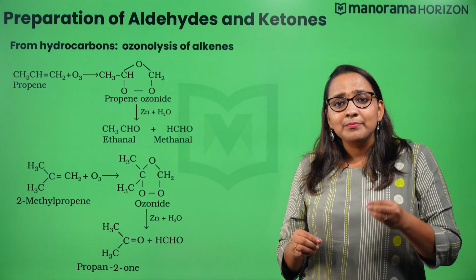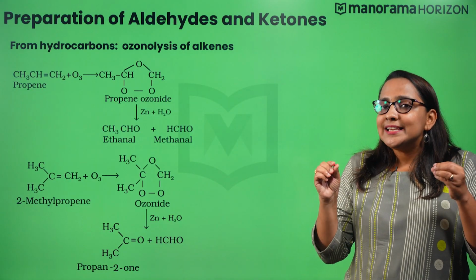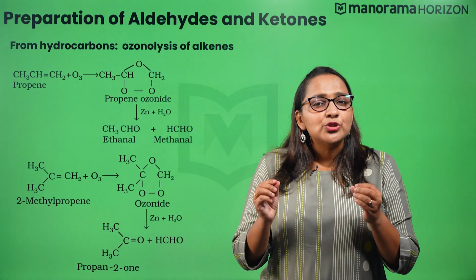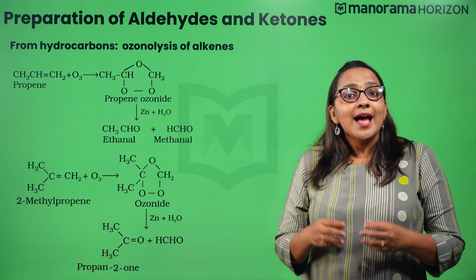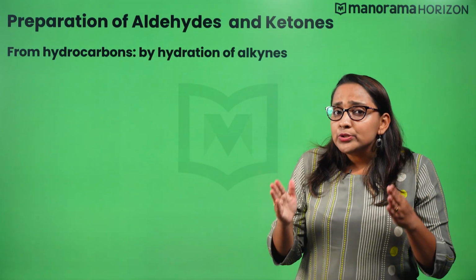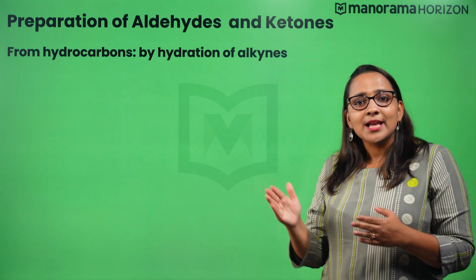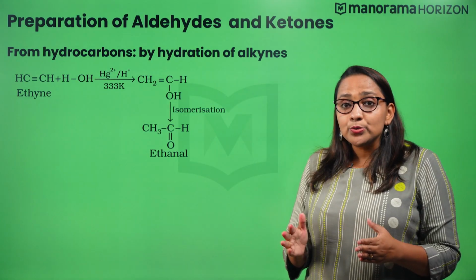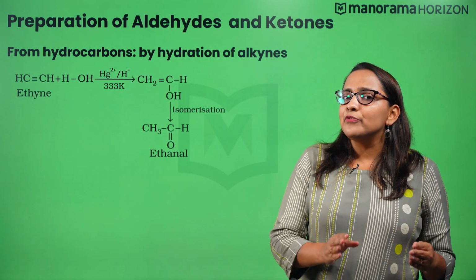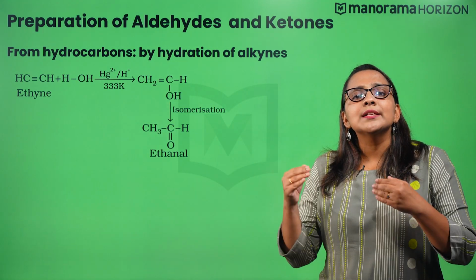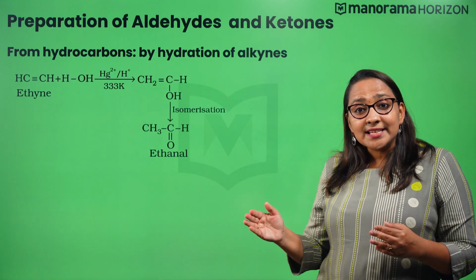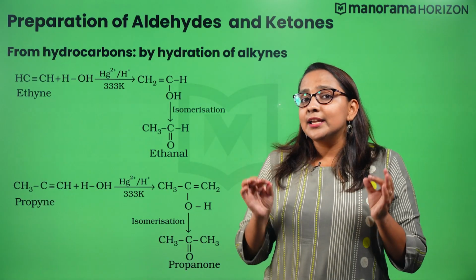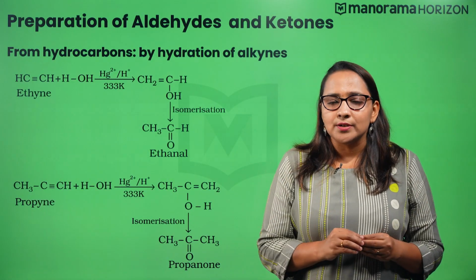Aldehydes and ketones may be afforded from alkenes too. Recall the ozonolysis of alkenes which you have learnt in grade 11. Alkynes are also used to afford aldehydes and ketones. The addition of water to ethyne in the presence of sulfuric acid and mercuric sulfate gives acetaldehyde. All other alkynes yield ketones by hydration reaction.